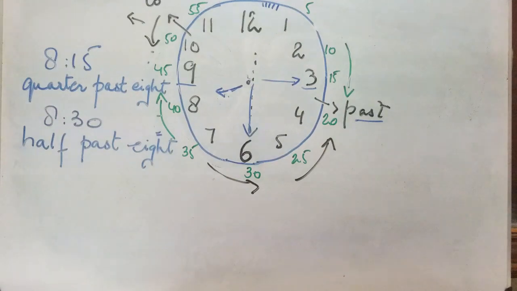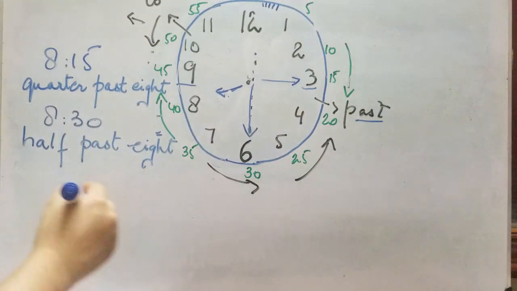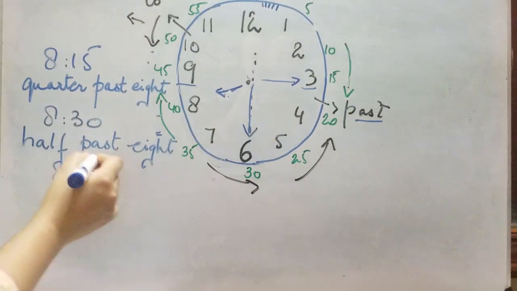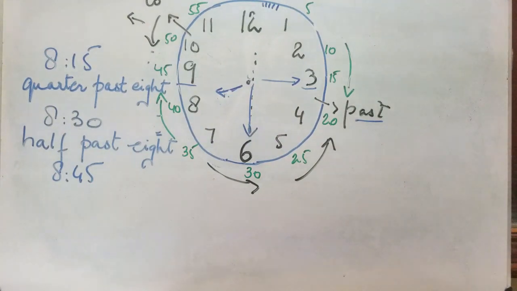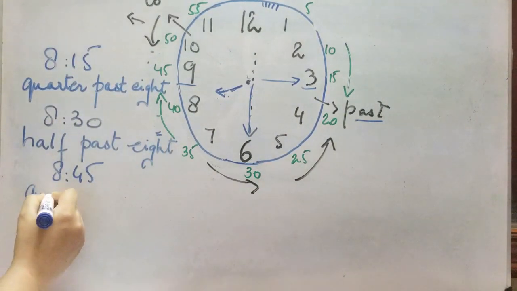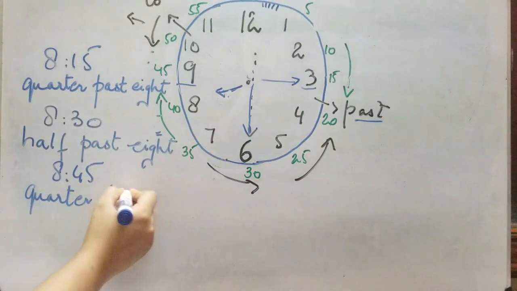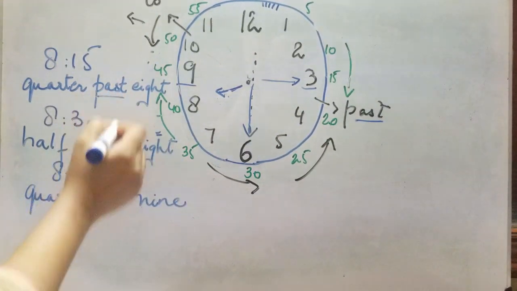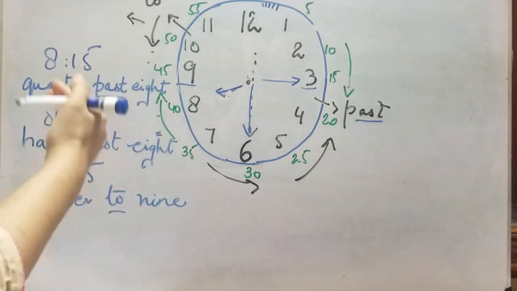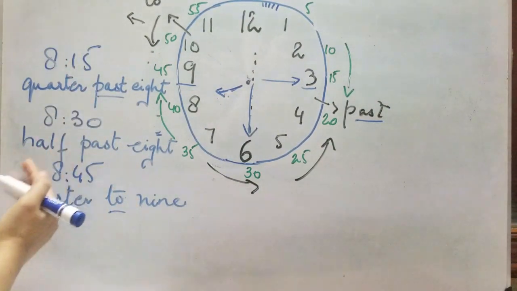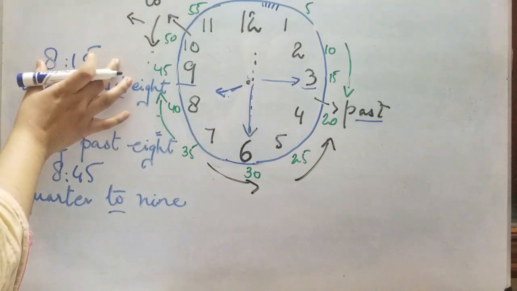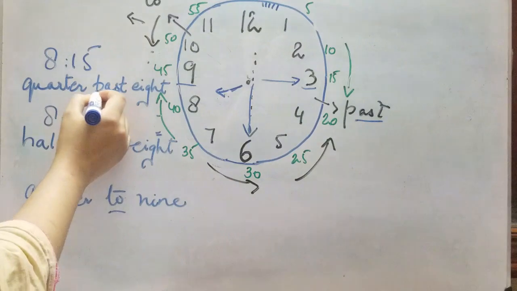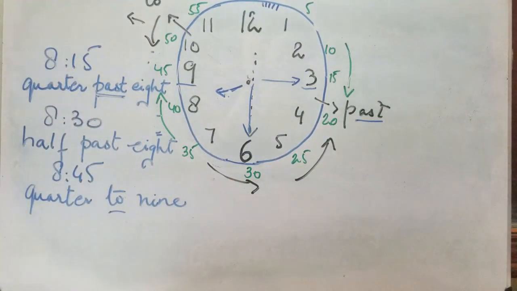Now if it was 8:45, how are you going to read it? You're going to read it as 8:45. That means 15 minutes are left to 9. See, past and to remain the same for these. Since it was on your left side, on your left side you're going to use the term to. This was on your right side, that is why you're going to use past over here. I hope this is clear to you.